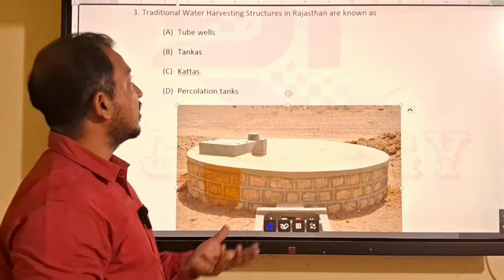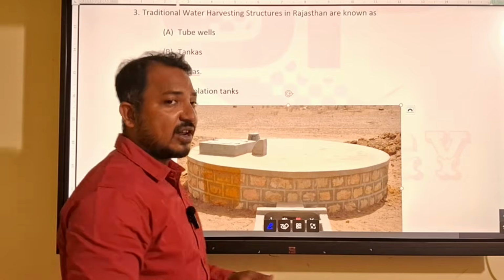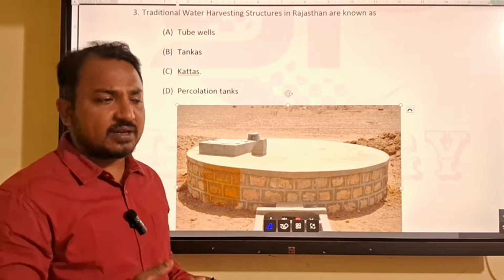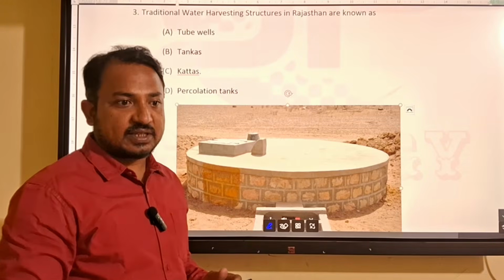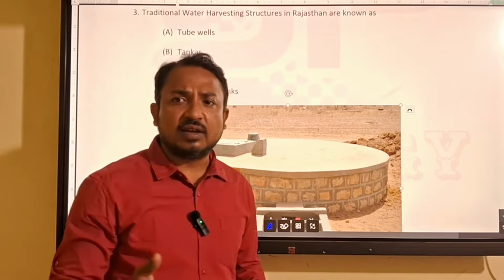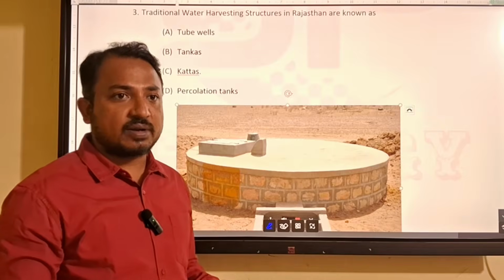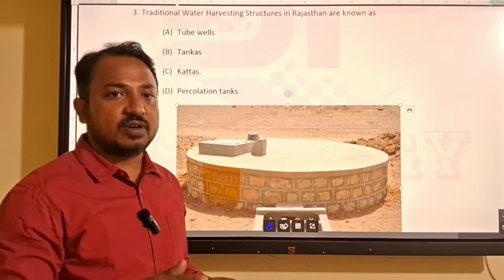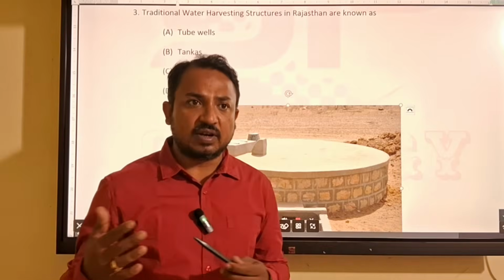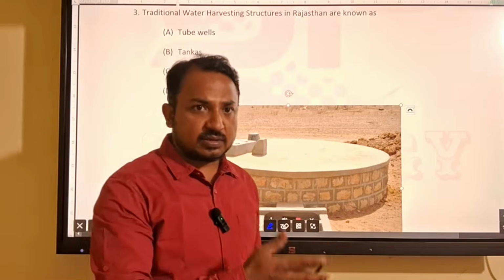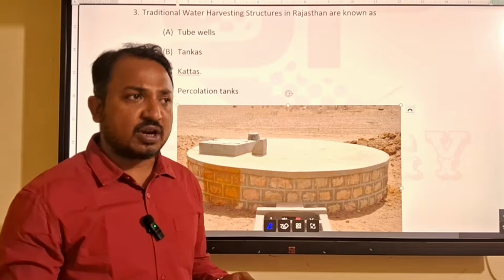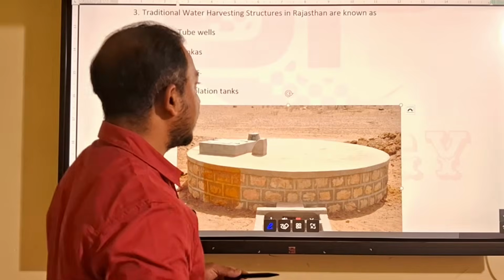Next, the traditional water harvesting structures in Rajasthan are known as? Generally we use different methods of artificial recharge where there is a scanty groundwater region, where the groundwater level is very low, or where rainfall is less, or the region is rocky terrain where water percolation is less and there is more surface runoff. In that case we use different methods.